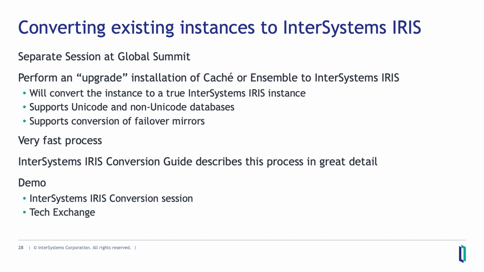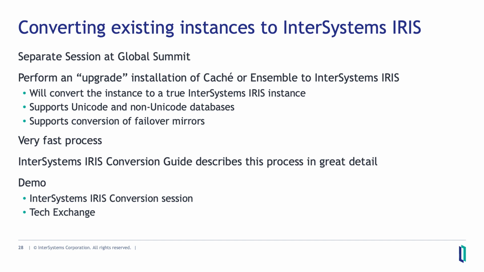We support Unicode and non-Unicode, and we support the process with failover mirrors. That means as you go through this entire process, and you will see this in the demo today as well, when you have two failover mirrors, you can take one of them down, convert this to InterSystems IRIS, bring it up again, and now you run in a mixed mirror environment. One instance is Caché Ensemble, the other one is InterSystems IRIS, and they can continue to talk to each other. Overall, this process is really fast.